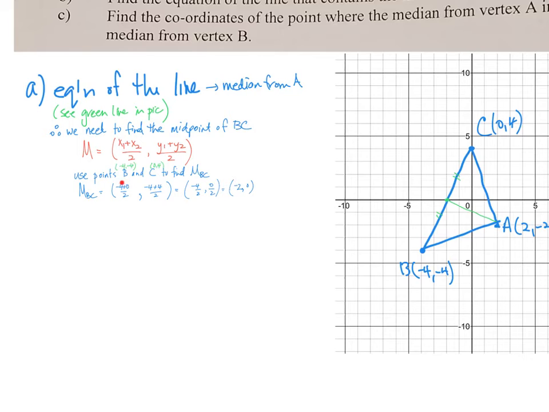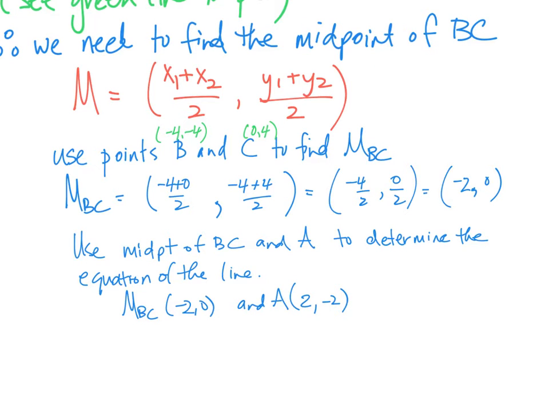I used points B and C, so (-4, -4) and (0, 4), to find the midpoint here. I used the formula here in red. I added the two x values divided by 2 and added the two y values divided by 2. And then I end up with the midpoint being at (-2, 0). Okay, so we found the midpoint.